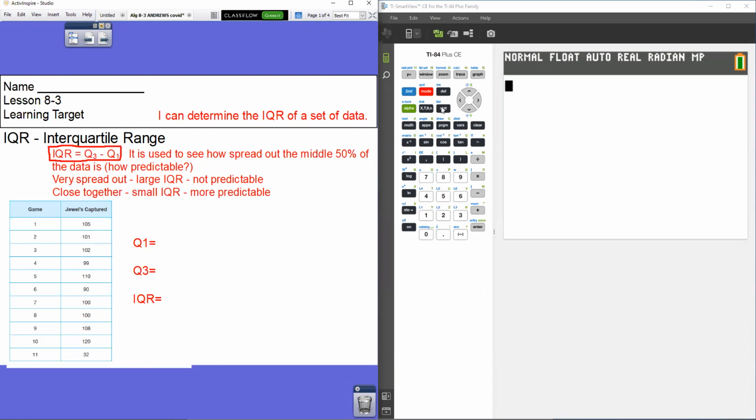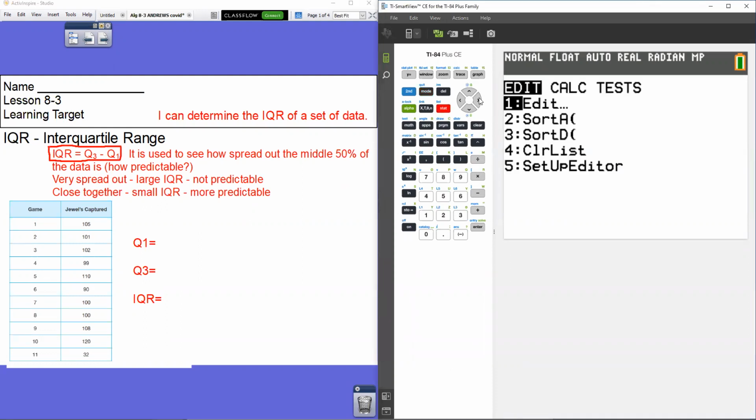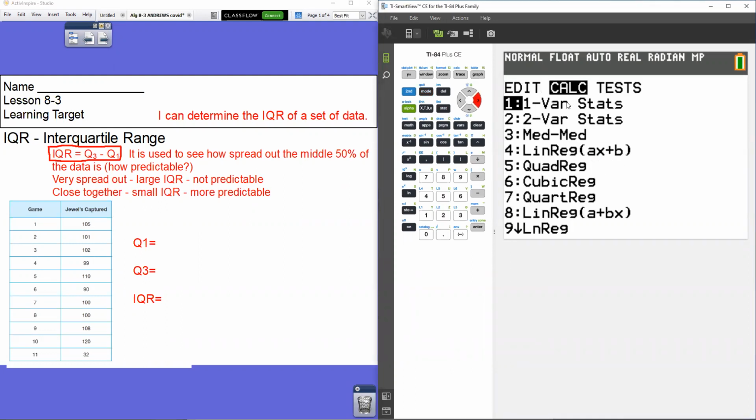Remember that you get that from going to stat, calc, and one variable statistics, and it is in your 5-number summary. So all you have to do is subtract your Q3 minus your Q1, and that will give you your interquartile range. What the interquartile range is used for is it's a good measure of how predictable or how reliable your data is. If your IQR is really spread out, it is not predictable. If your IQR is really small and close together, it's more predictable.